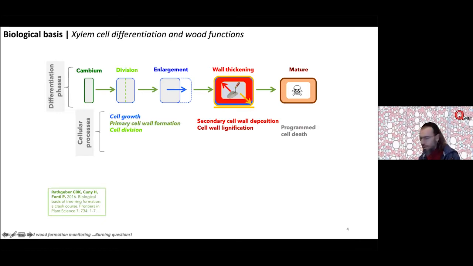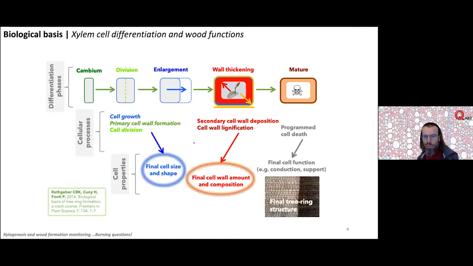Okay, I already talked about the process, but I just mention quickly that in the division, you already have the process of cell growth, primary cell wall formation, of course, and cell division. In enlargement, the process is only cell growth. In the phase we call cell wall thickening, there is secondary cell wall deposition, but there is also cell wall lignification. And right now, we are not really accurate on how to distinguish these two processes in this one step. And then the last process, again, is programmed cell death.